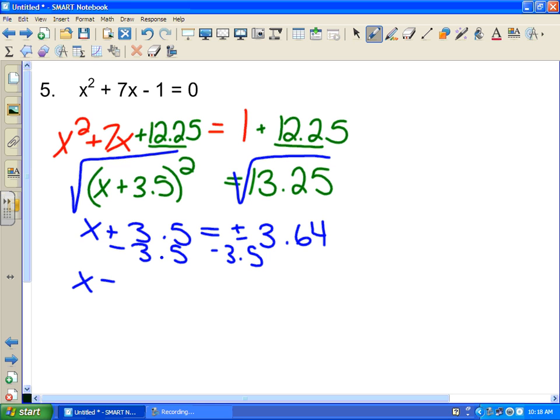So it's going to be negative 3.5 plus 3.64 and negative 3.5 minus 3.64. So one of them is 0.14, and negative 7.14. Negative 3.5 minus 3.64 is negative 7.84.